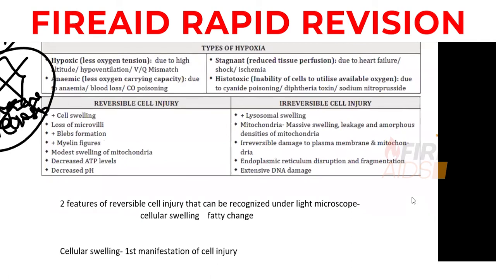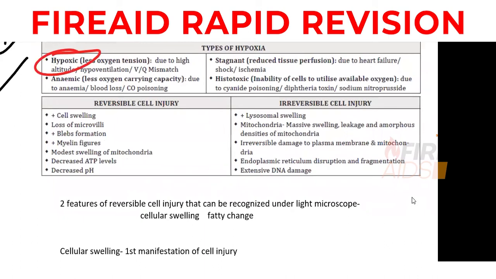Now, next, we talked about hypoxia. We need to know the types of hypoxia. There is hypoxic hypoxia, which means there is low oxygen tension, for example, at a high altitude in a mountain area, or when a patient is hypoventilating, or a ventilation perfusion mismatch due to some issue in the lung. That's called hypoxic hypoxia.